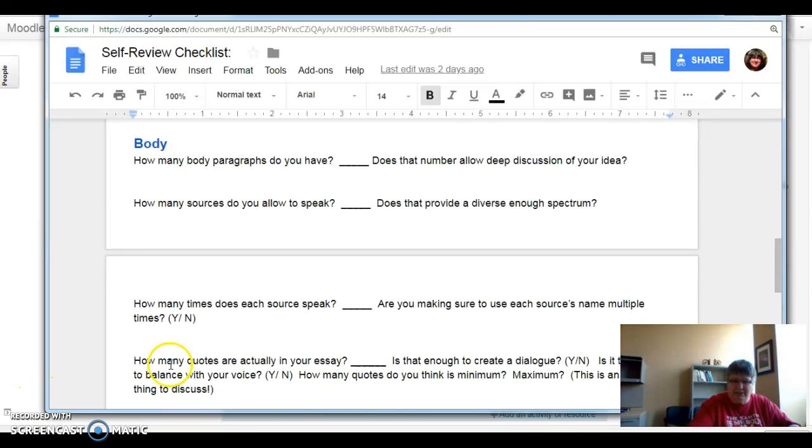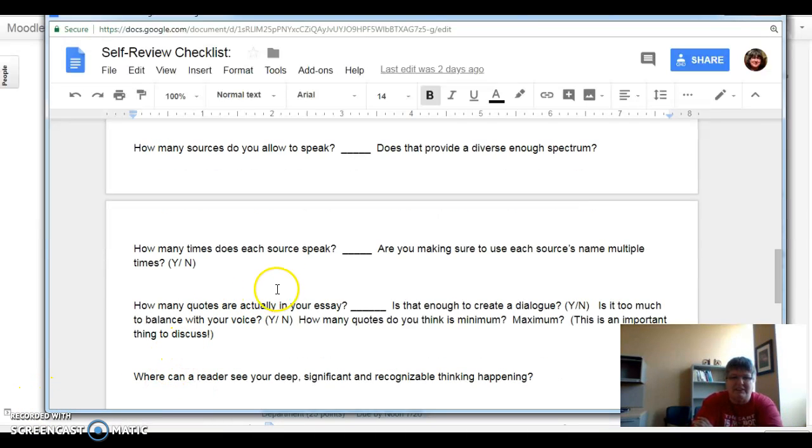Next question, how many times does each source speak? Are you making sure that each source's name comes up multiple times? You don't want to use them once in one paragraph and forget about them. So, for example, if you use 4 sources, 3 of them better be used at least twice.